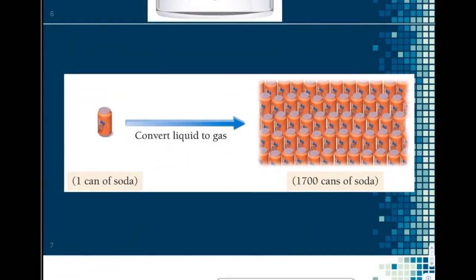How far apart are gas particles? And thinking about this is kind of hard. If you were to take 1 can of soda and boil all the liquid in the soda, it would take up 1,700 cans of soda. So from 1 to 1700, that's the difference in the particles of a liquid and the particles of a gas.